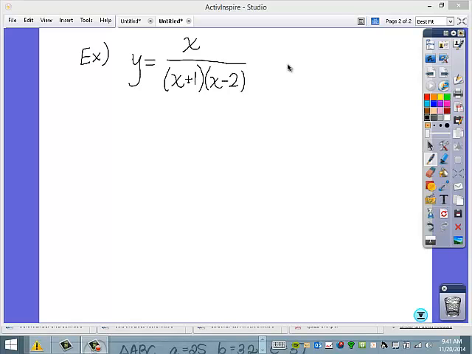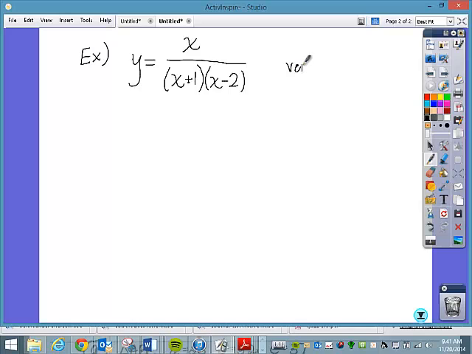Our first example is graph y equals x over (x plus 1)(x minus 2). So the first thing you look for is your vertical asymptotes. You check your denominator and see where your denominator is going to be equal to 0. So right here, if x is equal to -1, that would make my denominator equal to 0. Right here, if x is equal to 2, that would make my denominator equal to 0.